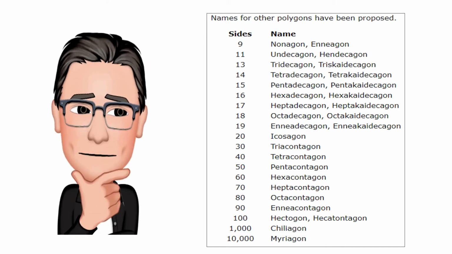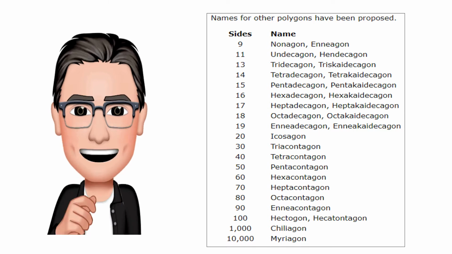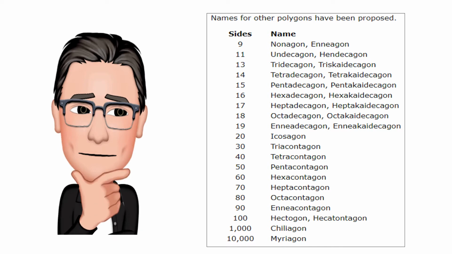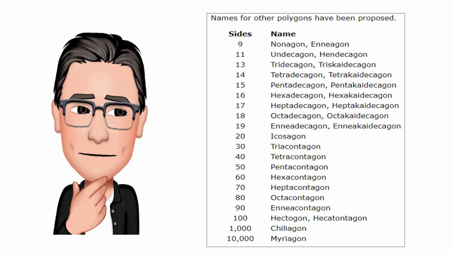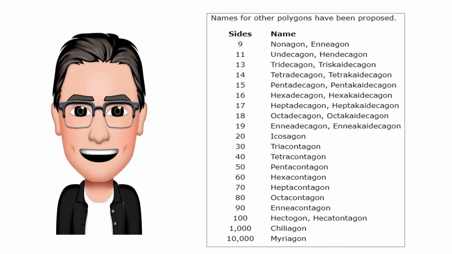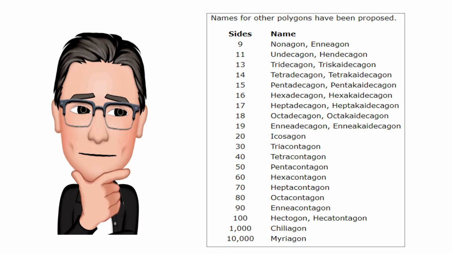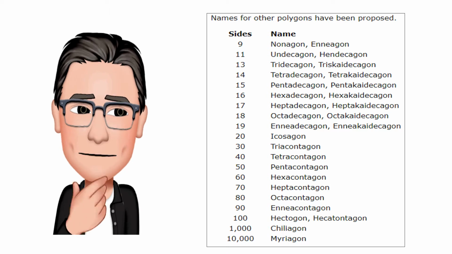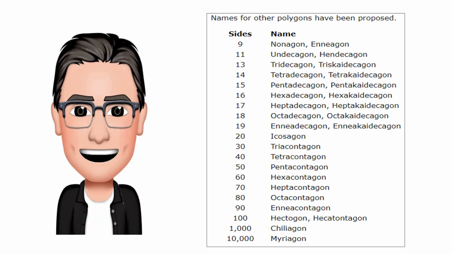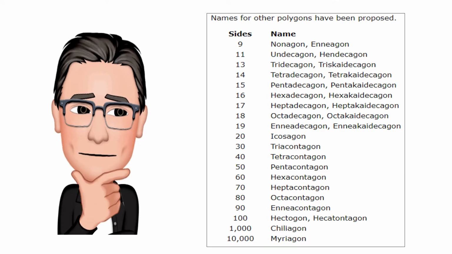Sides, name: 9 nonagon, enneagon; 11 undecagon, hendecagon; 13 tridecagon, triskedecagon; 14 tetradecagon, tetrakedecagon; 15 pentadecagon, pentakedecagon; 16 hexadecagon, hexakedecagon; 17 heptadecagon, heptakedecagon; 18 octadecagon, octakedecagon; 19 enneadecagon, enneakedecagon; 20 icosagon; 30 triacontagon; 40 tetracontagon; 50 pentacontagon; 60 hexacontagon; 70 heptacontagon; 80 octacontagon; 90 enneacontagon; 100 hectagon, hecatontagon; 1000 chiliagon; 10,000 myriagon.